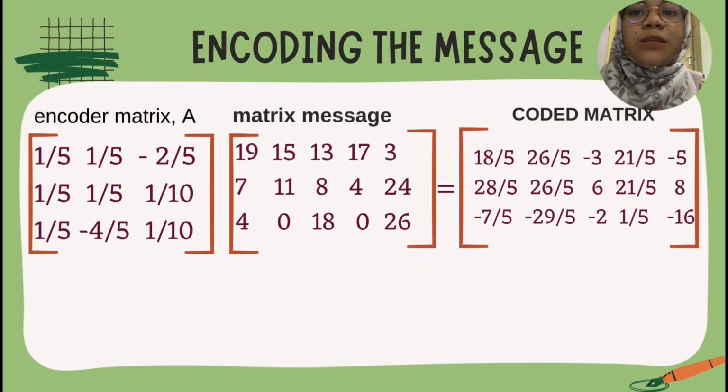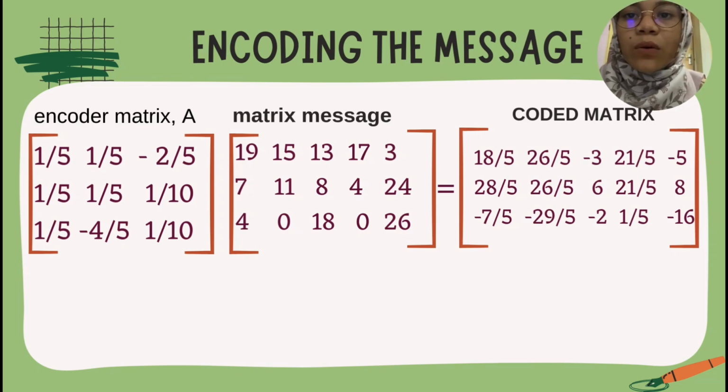Encoding the message, which is matrix multiplication. Here, we multiply the encoder matrix A with the matrix representation of the message to produce the coded matrix. The encoder matrix is matrix A. Our matrix A is 1 over 5, 1 over 5, minus 2 over 5, 1 over 5, 1 over 5, 1 over 10, 1 over 5, minus 4 over 5, and 1 over 10.